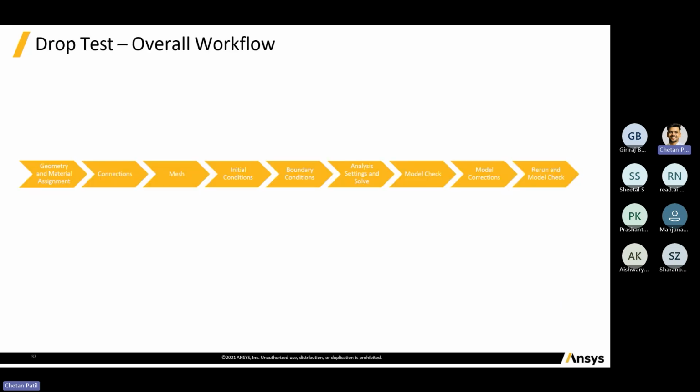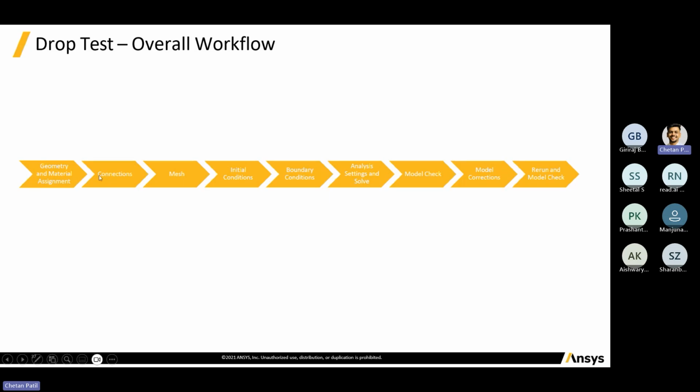So the overall workflow that we are going to use for solving this drop test is, first of all, we have the geometry already created, and I also have the material properties that are supposed to be assigned to the geometry. Those things are initially done for my model. So if you want to practice with the same kind of models, I'll share the link for downloading these models, or I'll share the Workbench file itself, so you can go through the contents that I'll share.